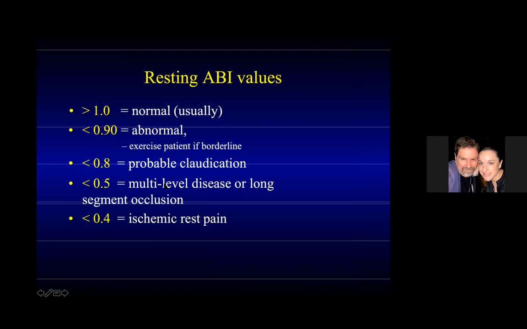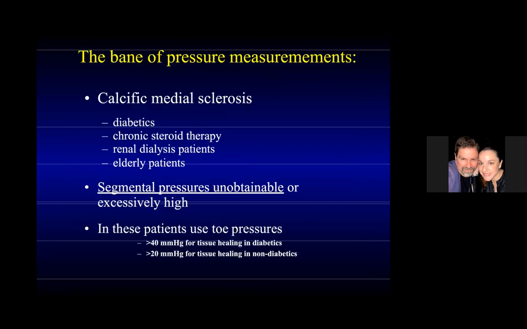Patient less than 0.5, usually it's multi-level disease, or there is a long segmental occlusion, usually of the superficial femoral artery. And the patient that has that rubor dependency or dependent rubor will usually have an ABI that's less than 0.4, okay, which translates into ischemic rest pain.